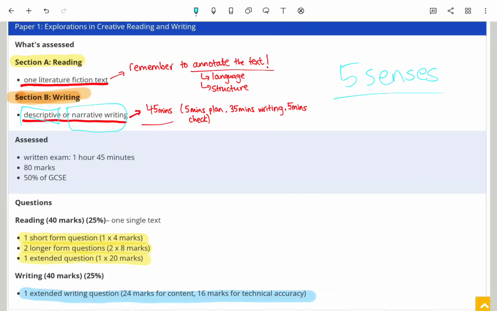Now, how do we improve our narrative writing? As cliche as it sounds, this is something a lot of my students have heard from me: practice, practice, practice. You've probably heard this a million times, but I cannot stress this enough. That's how I myself got a grade 9 in GCSE English. It's simply because of practice. In terms of the timings, I've mentioned this previously.